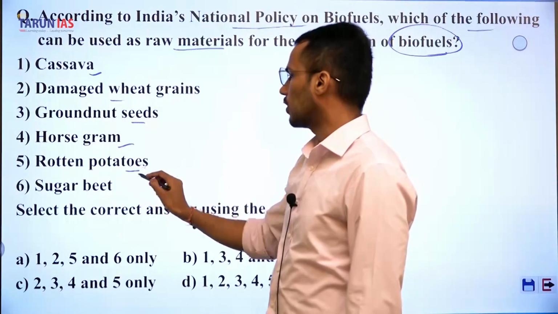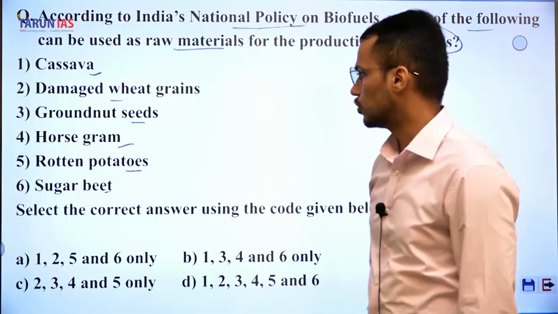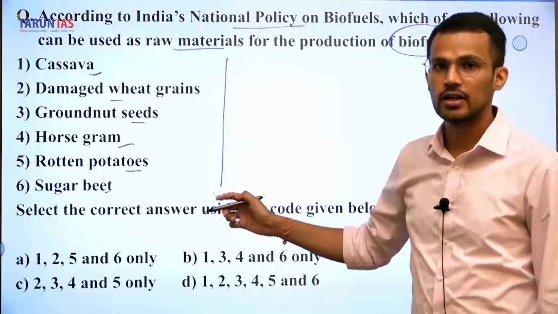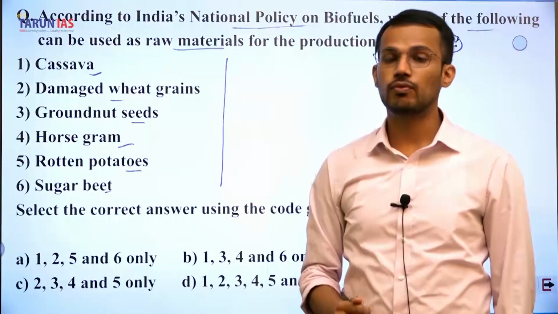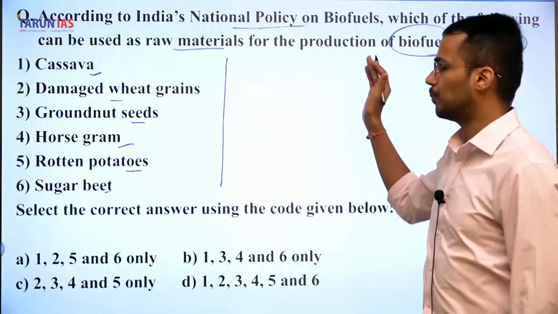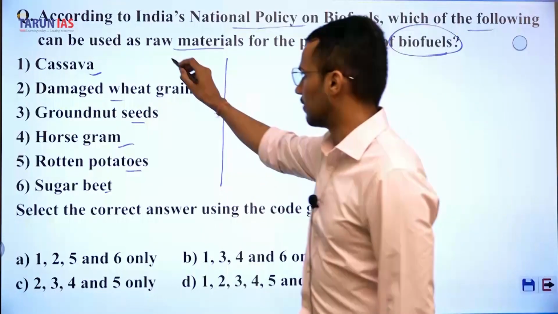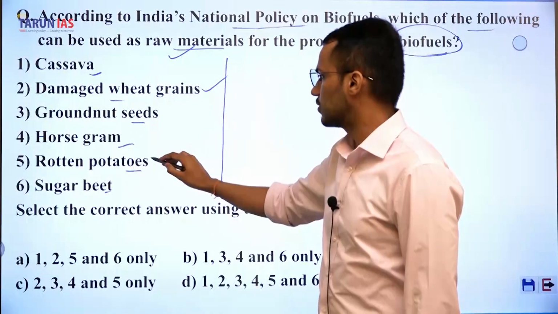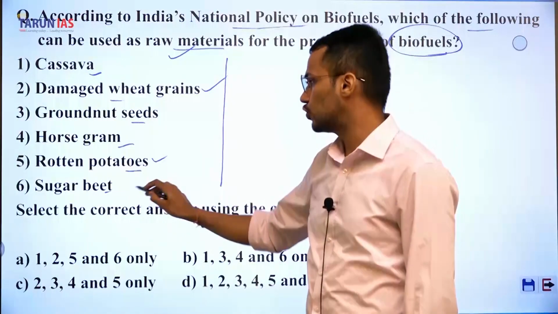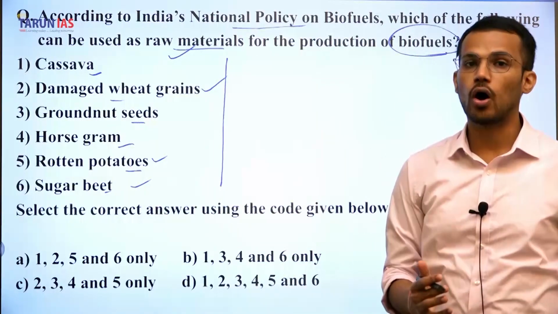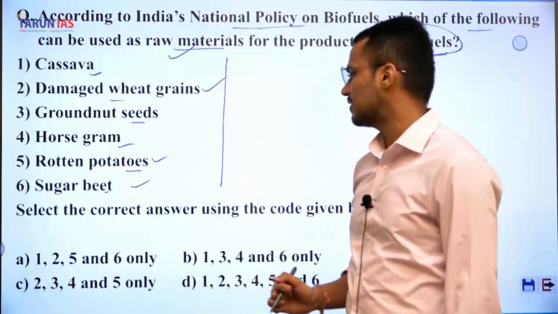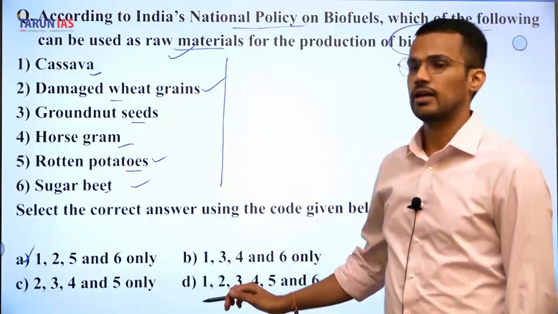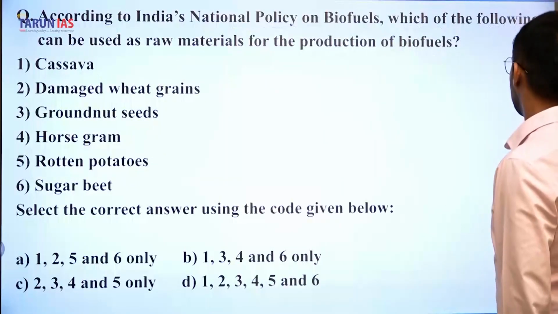horse gram, rotten potatoes, sugar beet, etc. So you have to identify out of these six products which can be used for the production of biofuels. As per the policy given in 2018, cassava, damaged grains, which may be of wheat, rotten potatoes and sugar beet can be used for the production of biofuels, and hence the answer is 1, 2, 5, 6 mentioned in option A, and that's why the answer is A.